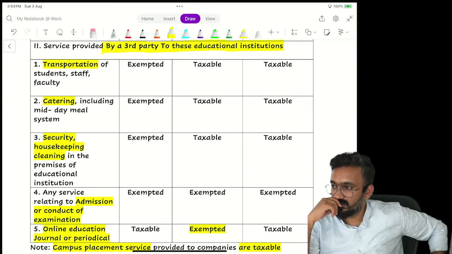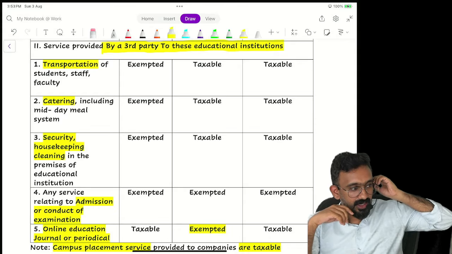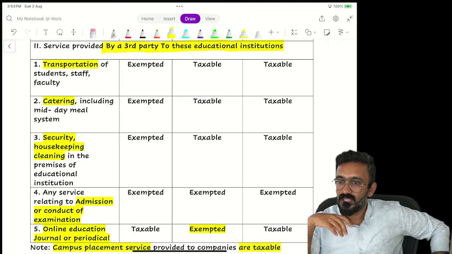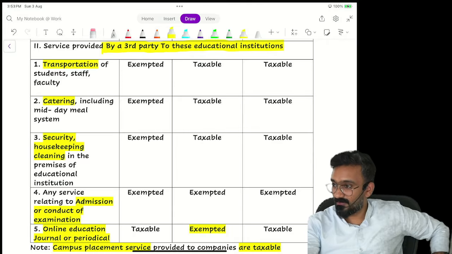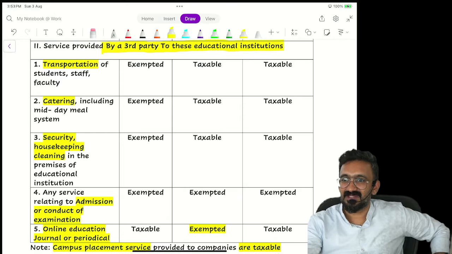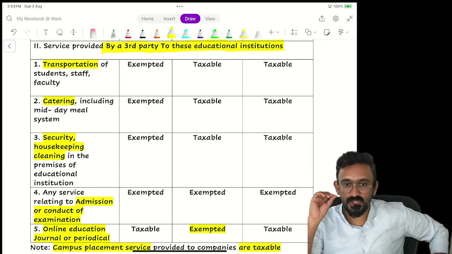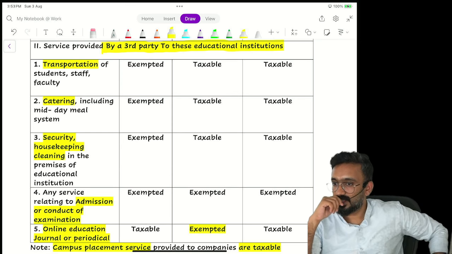First category, which is preschool till higher secondary. Then the fourth one should be provided to whom to get the exemption? Any of them. The fifth one has to be provided to the second category to get exemption. It's a variety of exemption that we have. What is the first three? Transportation of student, staff, faculty.